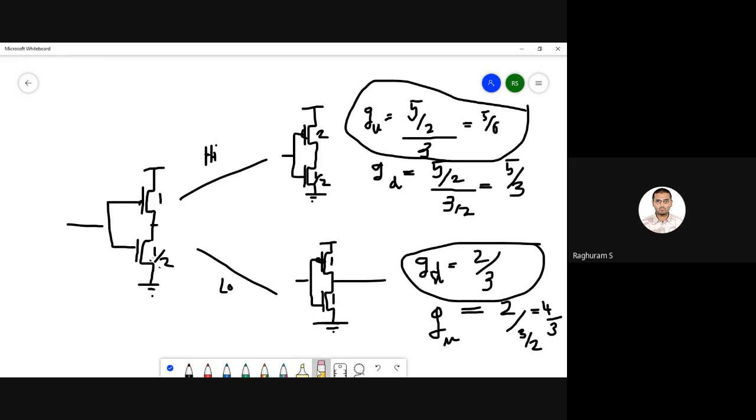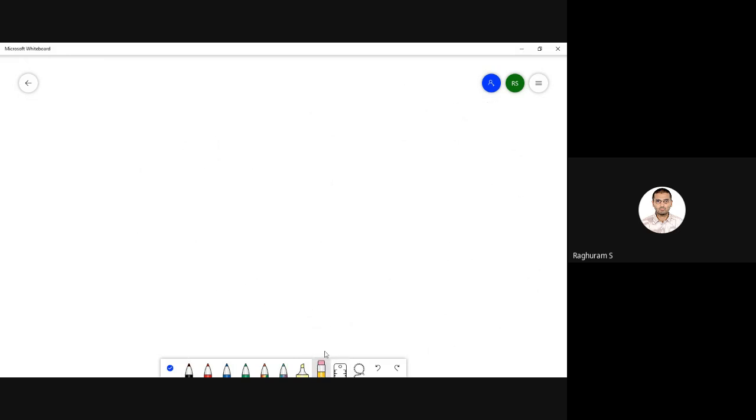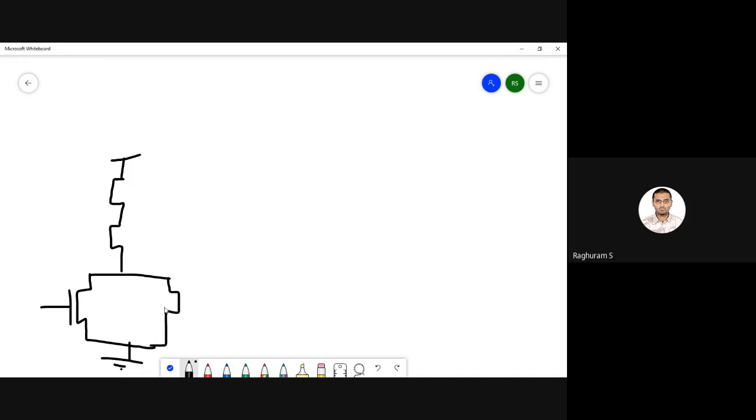So let us look at another 2 input gate. We'll start with a 2 input NOR gate. So the first set of sizes is just the normal sizes. So 1, 1. This is 4 and 4.